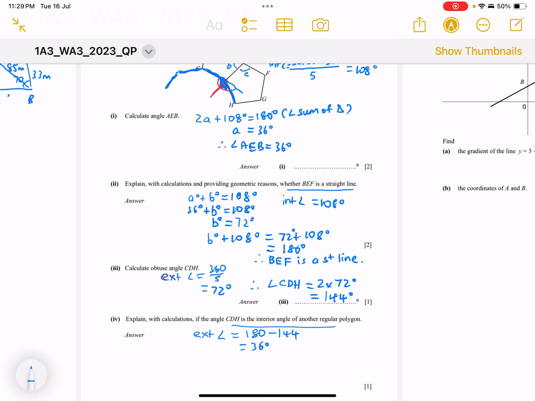And now we can find the number of sides. The number of sides using the exterior angle is 360 divided by 36, which is 10. And this is a positive integer. Therefore, angle CDH is an interior angle of a regular polygon.